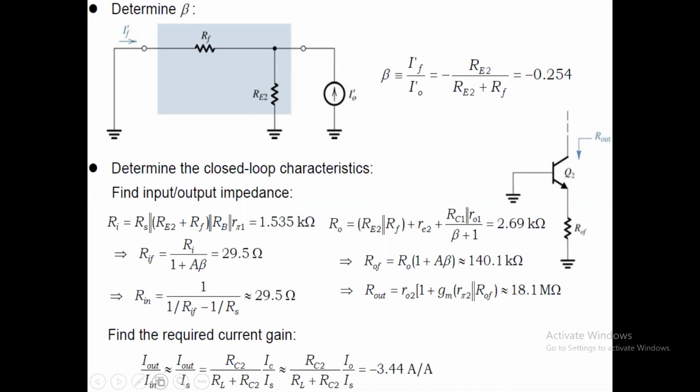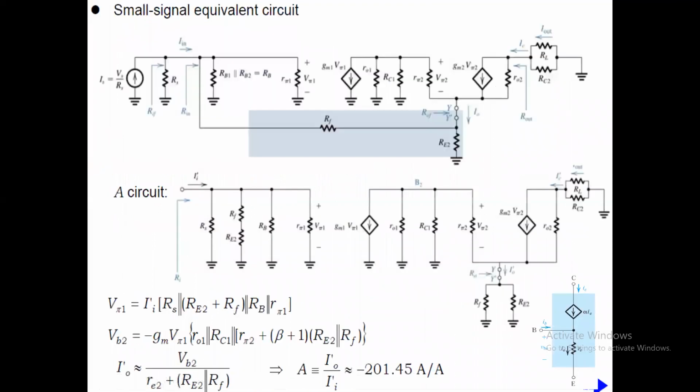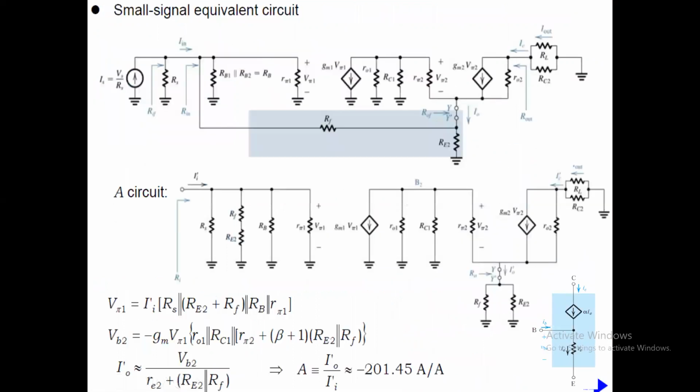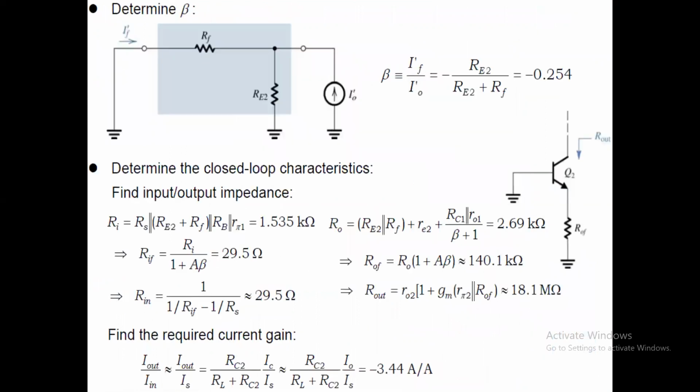I out by I in is I out by Is, that is equal to RC2 divided by RL plus RC2 multiplied by IC into Is. So this will be at the output side. If you go back to this one over here, this is RC2, and this is going to go down to the ground, and hence we can write the corresponding equation.